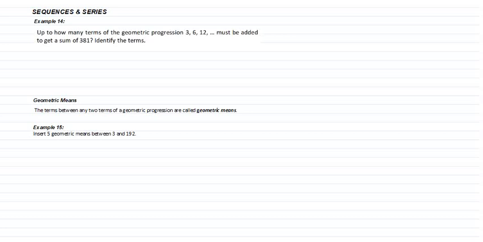Okay, continuing on the portion we stopped, which is actually doing the example under geometric sequence, which is example 14. Let's try to continue on that part by solving this example. So the problem is up to how many terms of the geometric progression 3, 6, 12 must be added to get the sum of 381 and identify the terms.